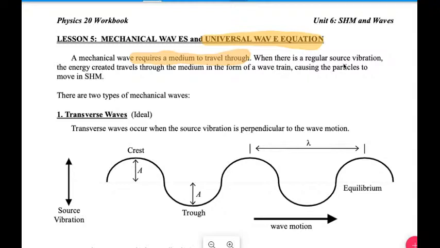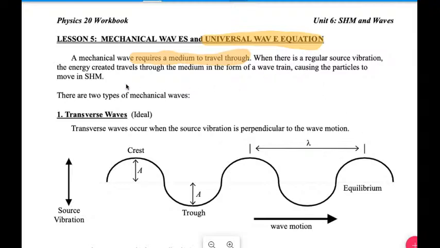So when there's a regular source vibration, it could look like something like this. That could be the particles in a bell vibrating. That's not a very good one because we'll see that sound is a little different. Let's say this is somebody holding onto a giant slinky and swinging it up and down, vibrating it, and creating these waves as they travel through our slinky.